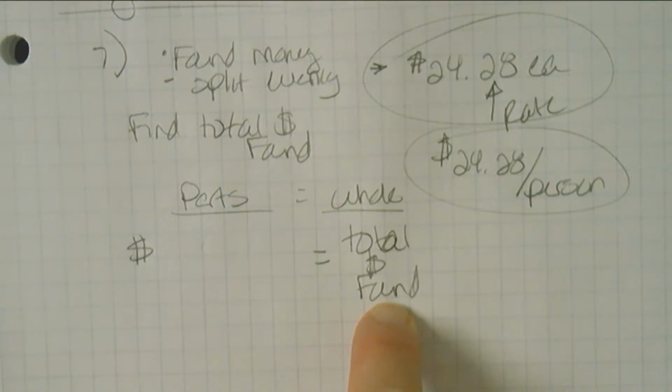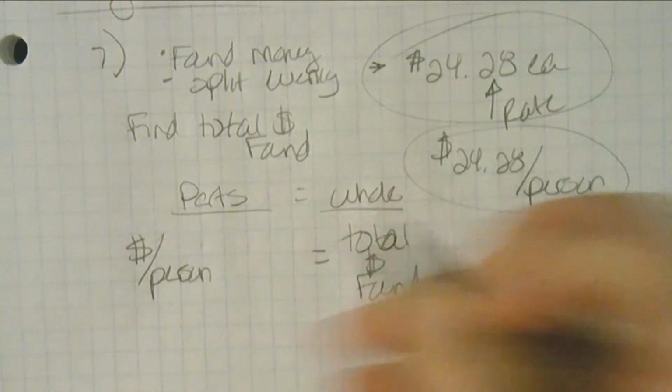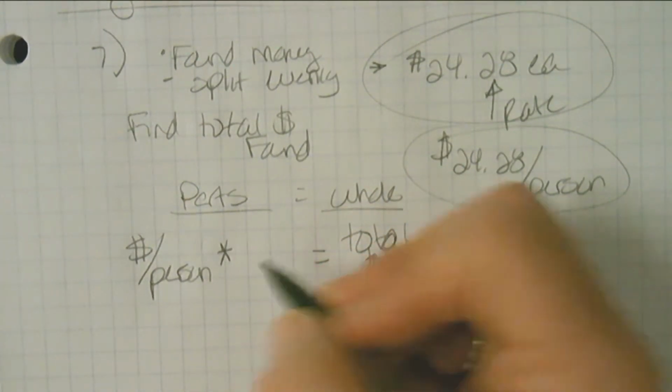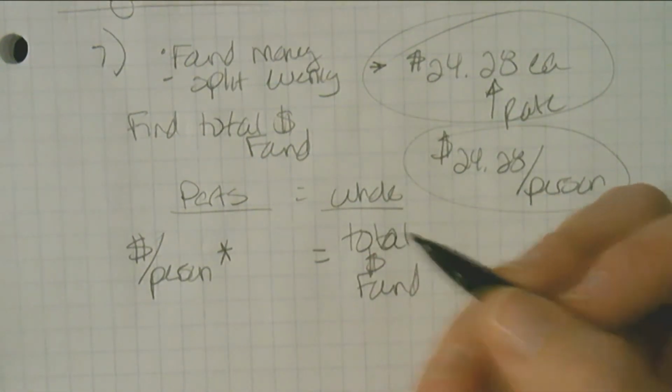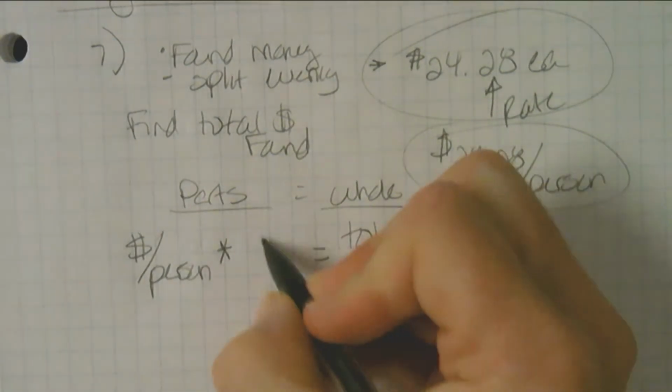Excellent. Yep, money per person times what? Not times 2. Why 2? Money per person times, because I could have had 3 people split it. I could have 4 people. How many people? My number of people.